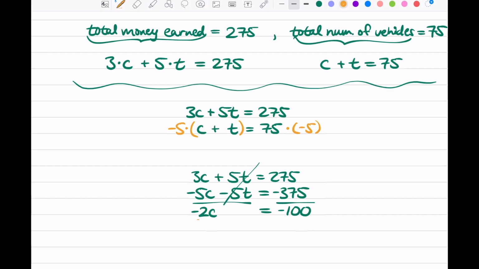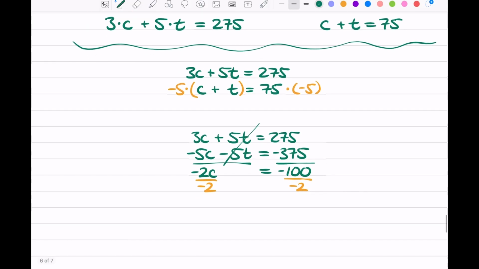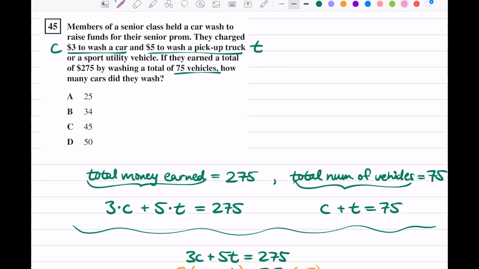To get c by itself, we'll divide by negative 2 on both sides. And that gives us c equals 50. So the number of cars at the car wash was 50. And looking at our answers, that would be option D.